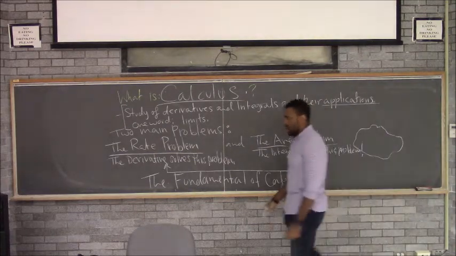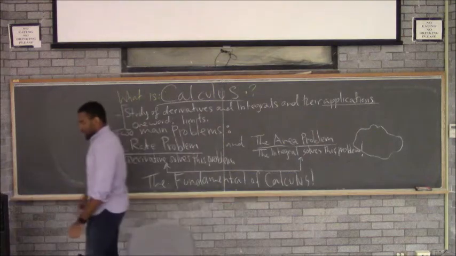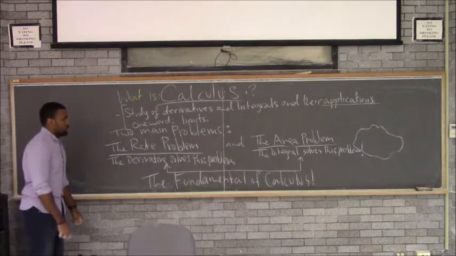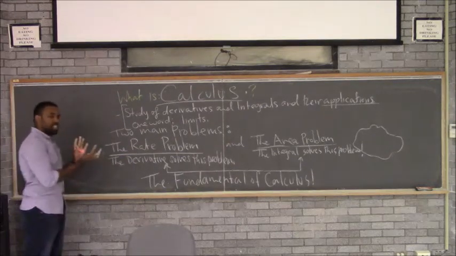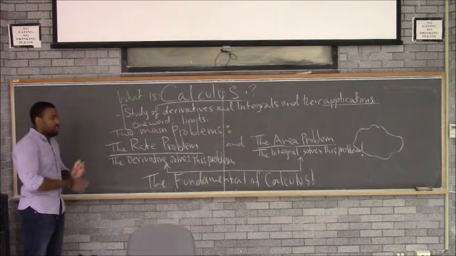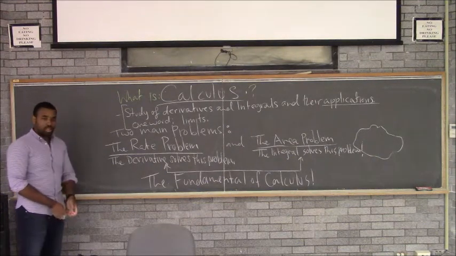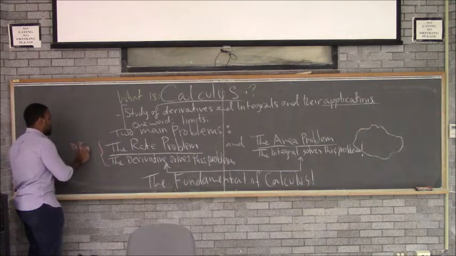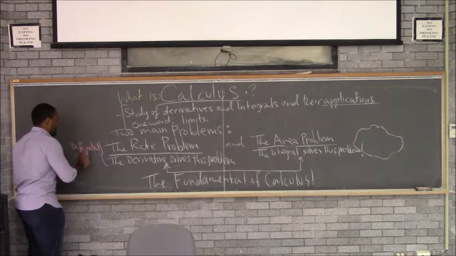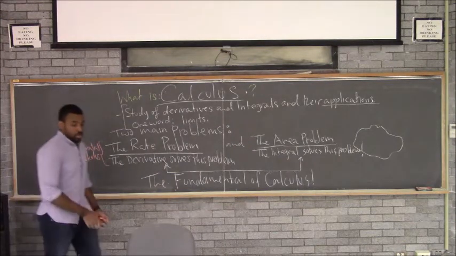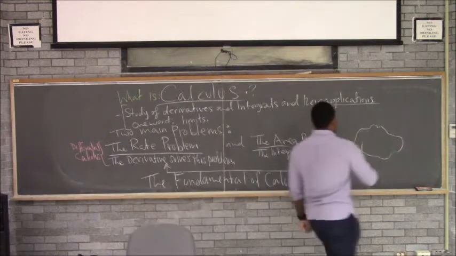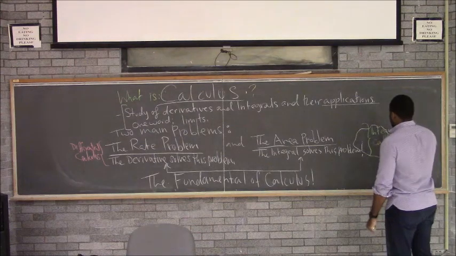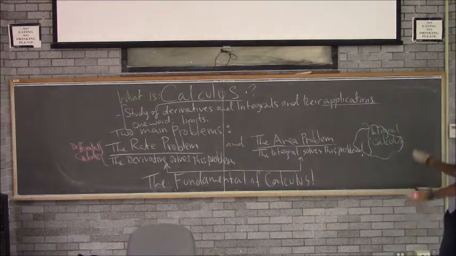It has a lot to do with that work done by Newton and Leibniz in the late 1600s, early 1700s, around there. And it really ties everything together, puts it in one little neat theory. The part of calculus that deals with the rate problem is called differential calculus. And the part of calculus that deals with the area problem is called integral calculus. But it turns out they're two sides of the same coin.